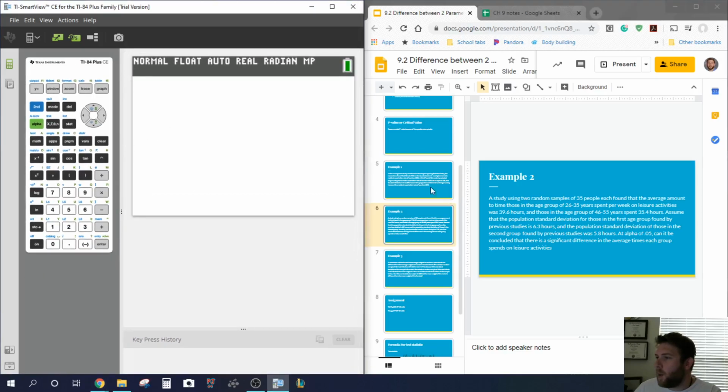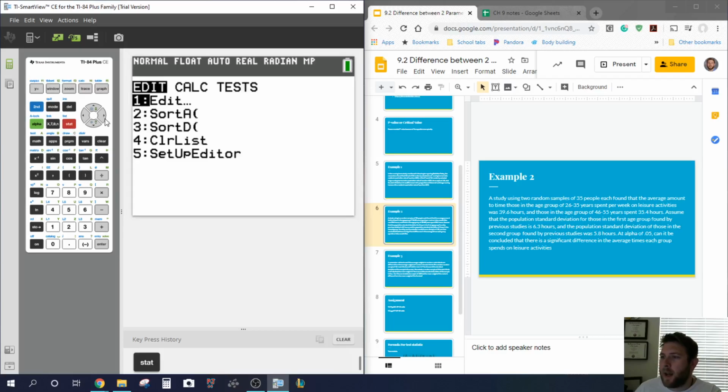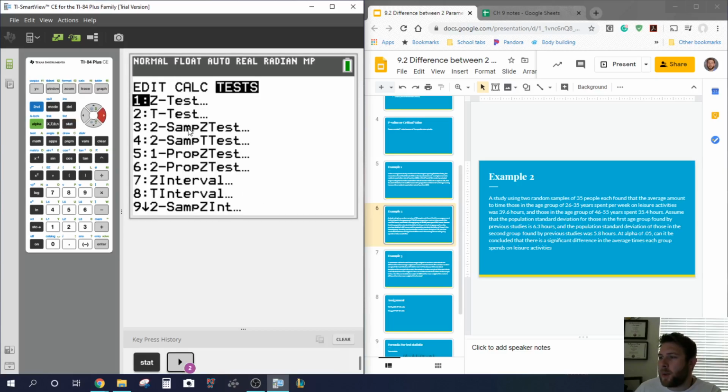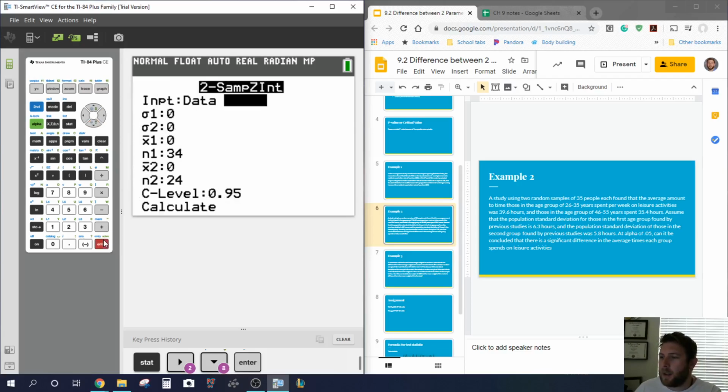Okay, so let's do a confidence interval real quick first. So we'll push statistics, go to tests, and go to 2 sample Z interval. The reason why I'm using a Z interval is because we know our population standard deviation for both, and we know that our sample size is at least 35 for each population. So I can use a Z interval.